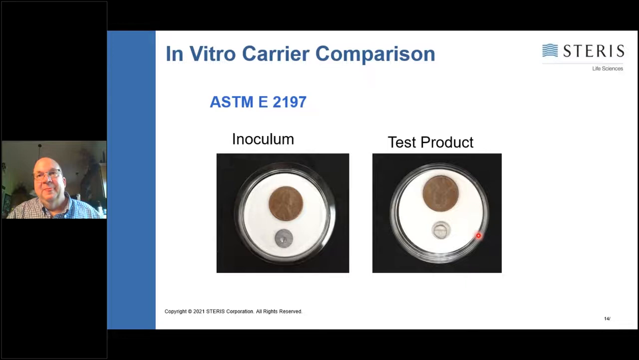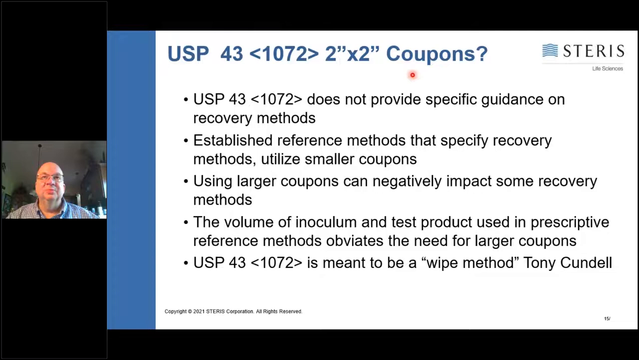So one of the big debates we have out there in the industry today is on coupons, and specifically coupon size. So we have had some FDA regulators in the US that have mentioned, well, we'd like to see the 2-inch by 2-inch coupons, which are huge coupons. They are not easy at all to work with. So 1072 does not really provide specific guidance on the recovery from the coupons. And basically, when you look at this, you have to have a coupon that you can recover from it. So the smaller coupons, 1 centimeter, 2 centimeter, are much, much easier to work with.